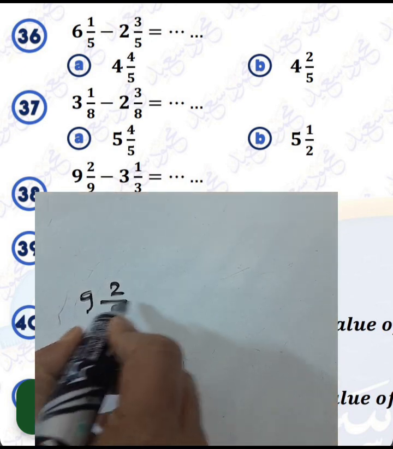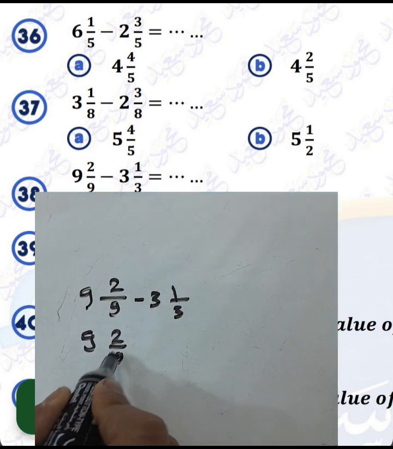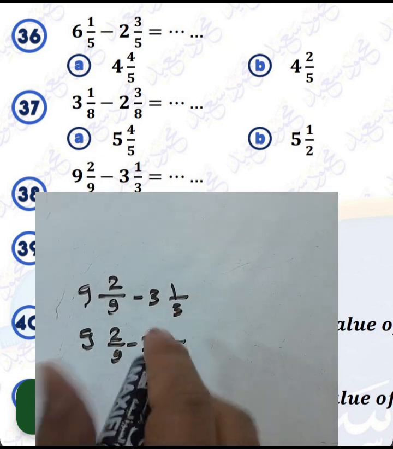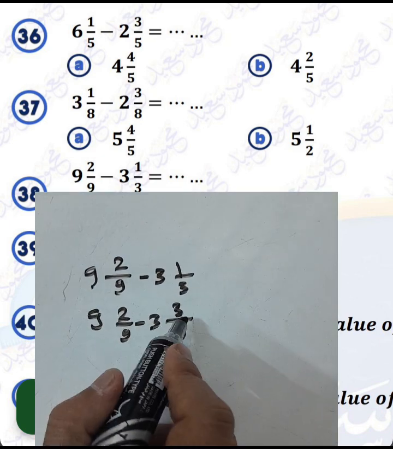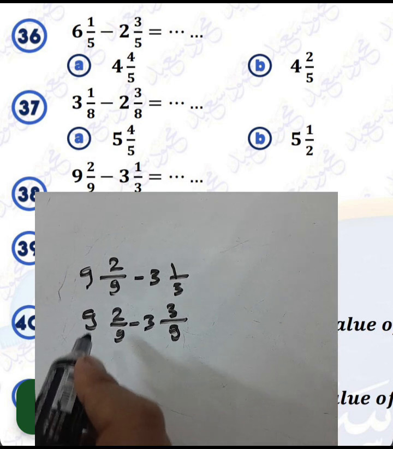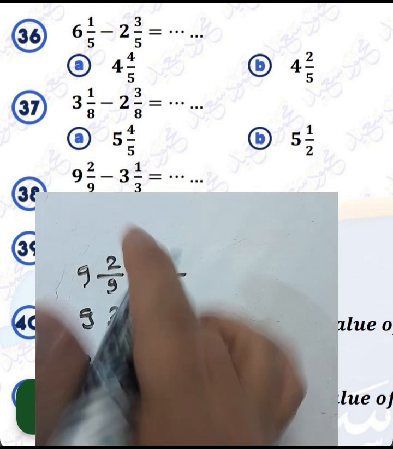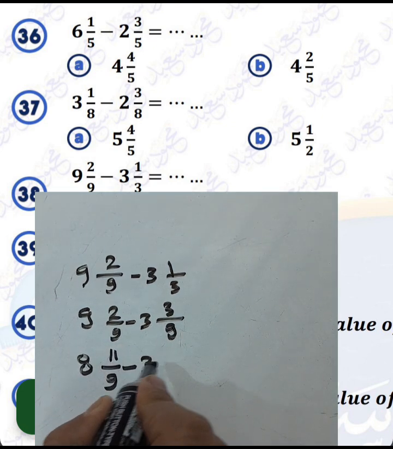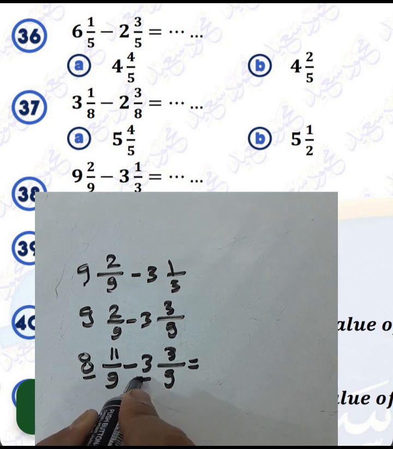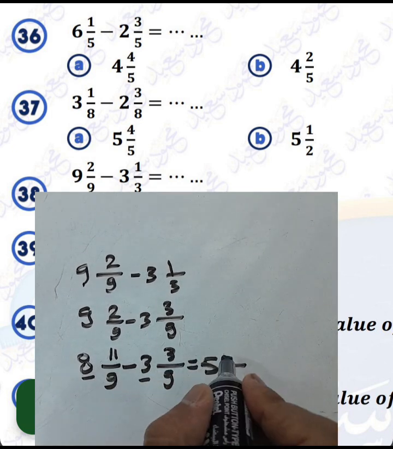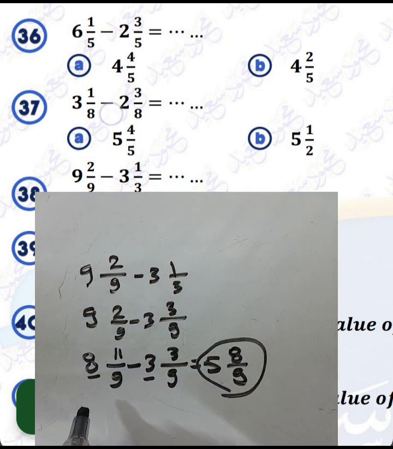9 and 2 over 9 subtract by 3 and 1 over 3. Write 9 and 2 over 9 subtract by 3. Right here, let's multiply. 3 times 3 equals 9, 3 times 1 equals 3. But 2 subtract by 3, we can't do it. So we must borrow 1 from 9, it will be 8. And 1 equals 9 over 9 plus 2 over 9, it will be 11 over 9. Subtract by 3 and 3 over 9. 8 minus 3, it will be 5. And 11 minus 3, it will be 8. And write 9 in the denominator, then the result will be 5 and 8 over 9.